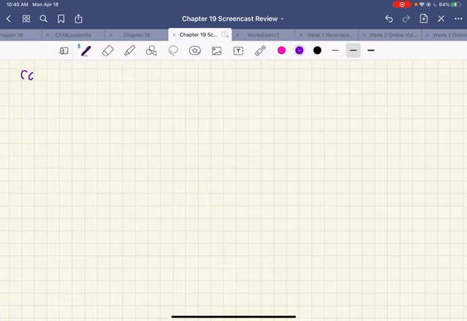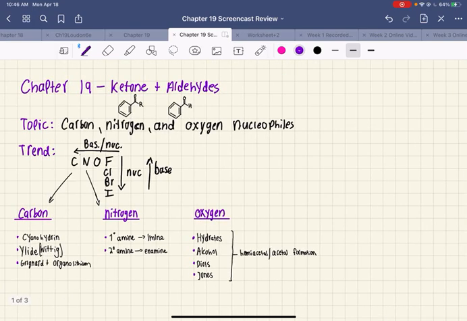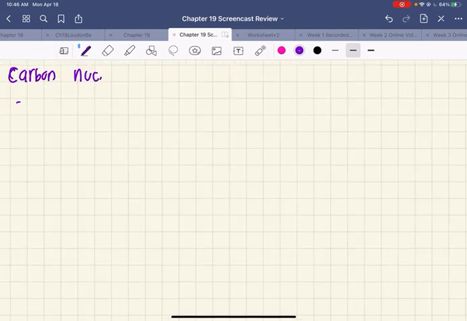So first we have carbon nucleophiles, and we're going to do cyanohydrin. Let's take basic examples. Here is a ketone, and we're going to treat it with this cyanohydrin.